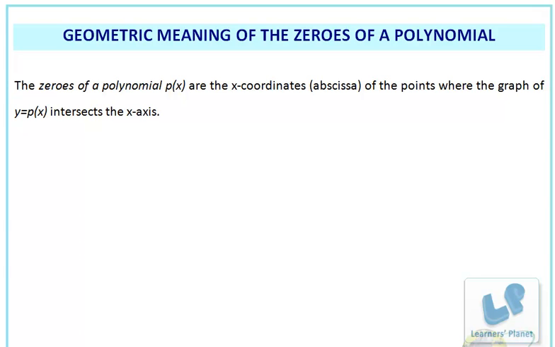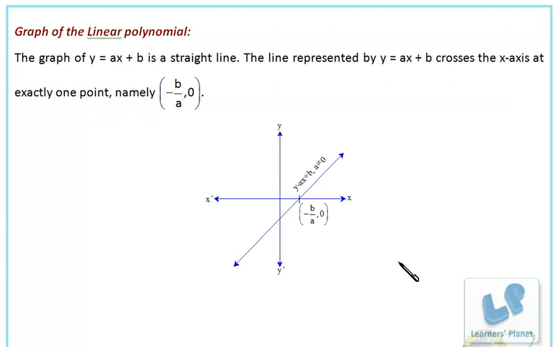Friends, let's now discuss what is the geometric meaning of the zeros of a polynomial. The zeros of a polynomial are the x coordinates, or we can say abscissa, of the points where the graph of y equals p(x) intersects the x-axis, right? Let me elaborate. We take various polynomials one by one to elaborate this.